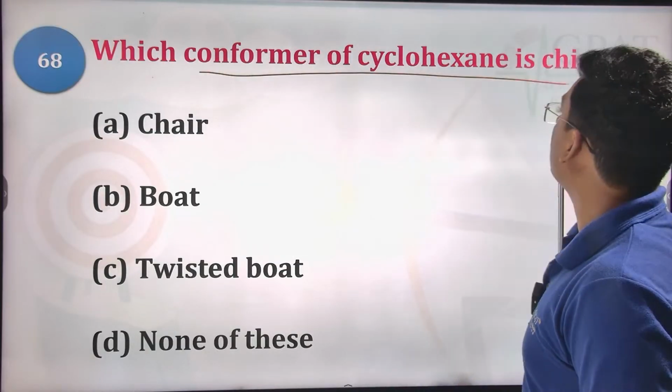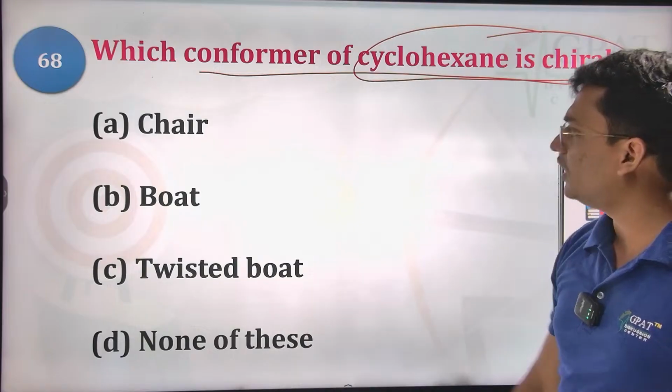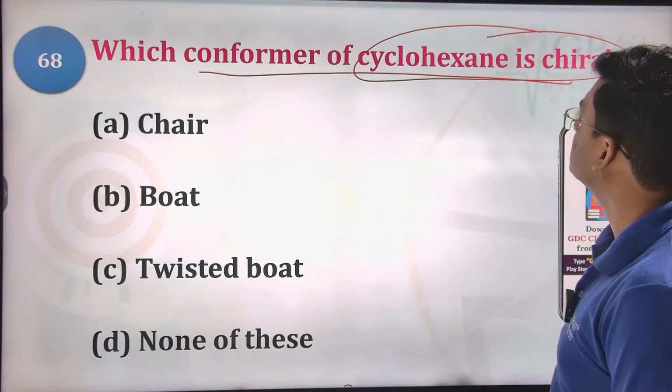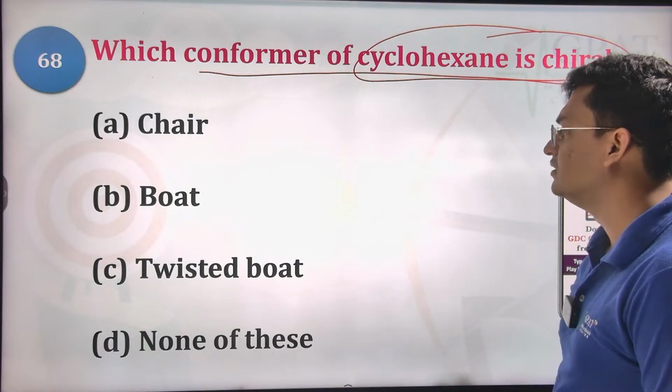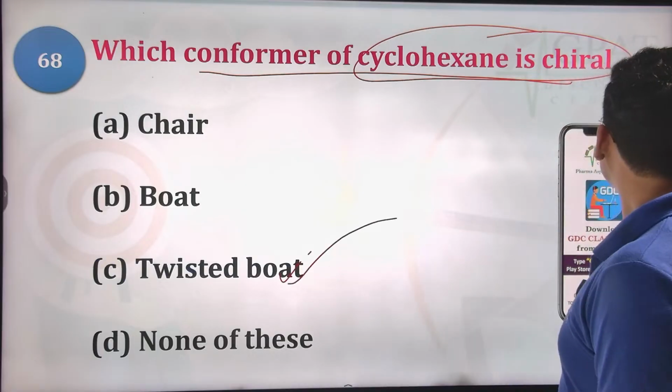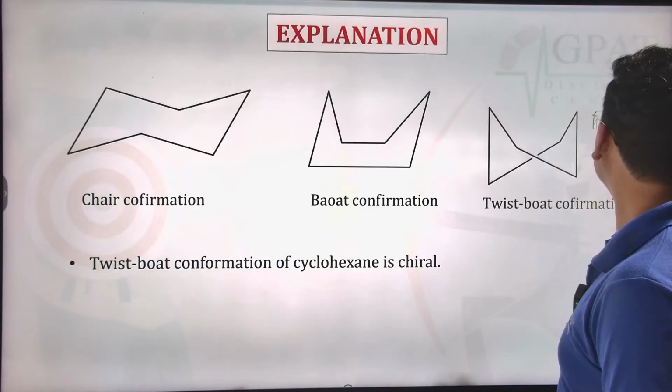Which conformer of cyclohexane is chiral? Alright, again we are having the same question. Cyclohexane, that is chiral. So yes, it's a twist boat. It's a twist boat. So yes, C is the right answer.